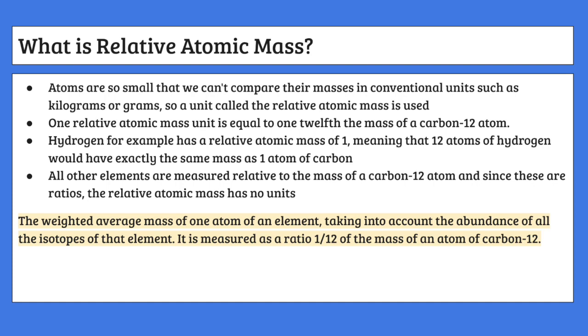And this is very important to understand, that when you're doing a calculation with relative atomic mass, there's not going to be any units. Now, when an exam question asks you to define relative atomic mass, it's important you remember the following definition. The relative atomic mass is the weighted average mass of one atom of an element, taking into account the abundance of all isotopes of that element. It is measured as a ratio of 1/12 of the mass of an atom of carbon-12. It's quite a long definition, but remembering it will certainly help you in your exam, and as long as you understand it, I'm sure you can synthesize your own definition as well.